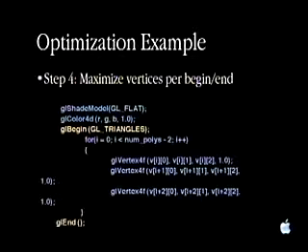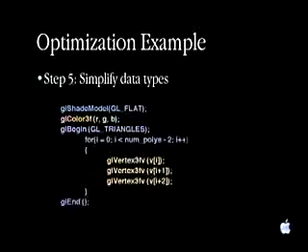Then we pull the triangles out of the loop, and that's an attempt to maximize the amount of data per begin end. By doing this, we can increase the performance by quite a bit. In fact, after this, I have another demonstration to show you the effect of that. It can be pretty dramatic just doing that step alone.